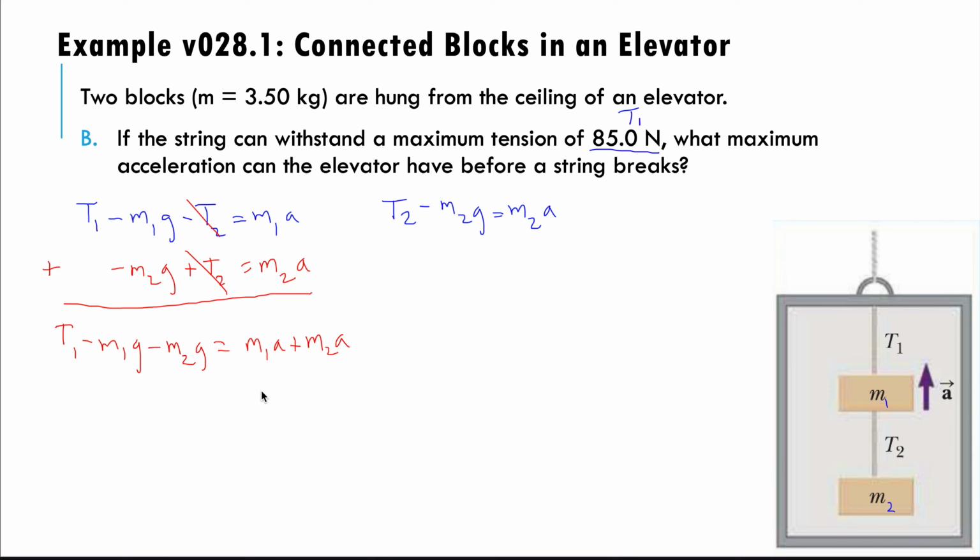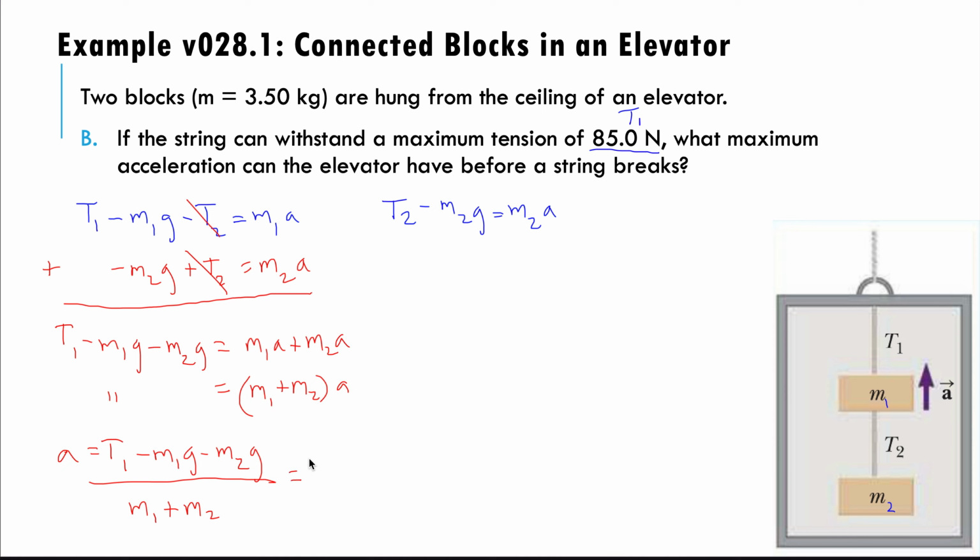Now we have to solve for A. Here we can distribute M1 plus M2 times A. That's going to equal all of this. I'm not going to write it again. Now I'm going to solve for A. I'm going to divide both sides by M1 plus M2. So A is equal to all of this, T1 minus M1G minus M2G over M1 plus M2.